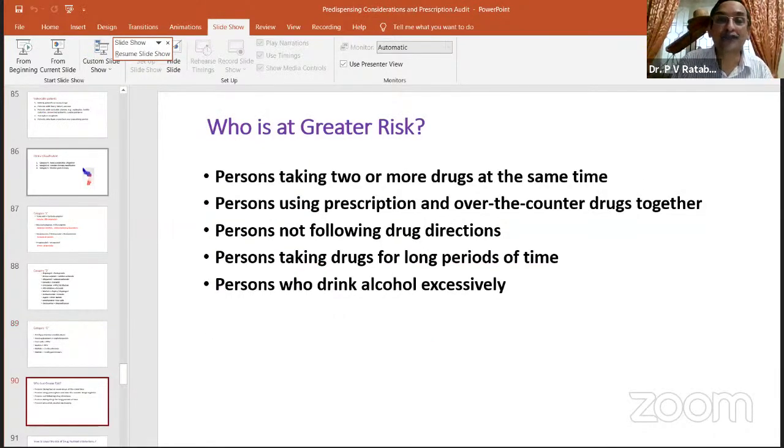So who is at greater risk? Patients taking 2 or more drugs, persons using prescription and over-the-counter drugs together, persons not following drug directions, persons taking drugs for long periods of time, and persons who drink alcohol excessively. Alcohol is one compound which can decrease the effect of drugs. So you have to explain to the patient to abstain from alcohol when he is on important drugs.